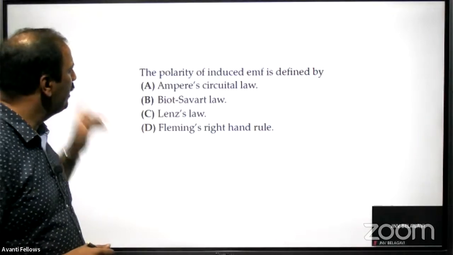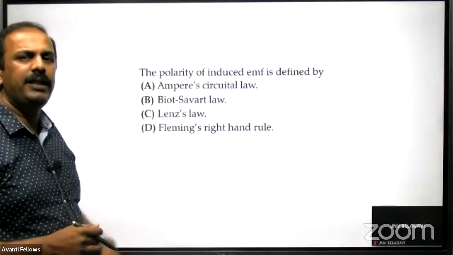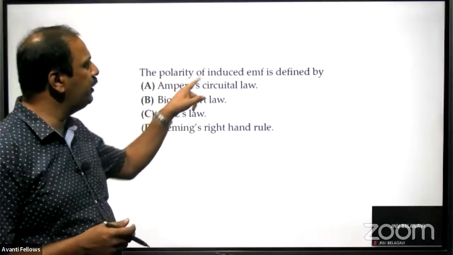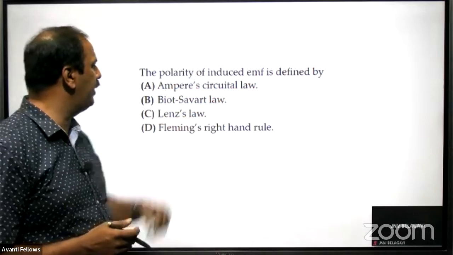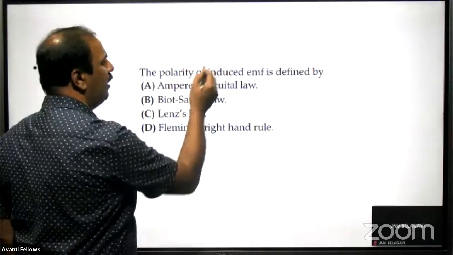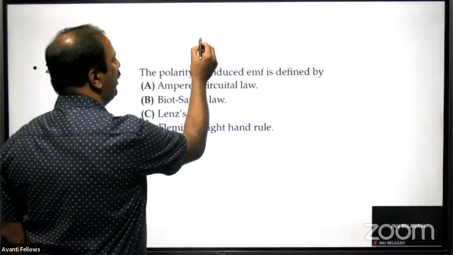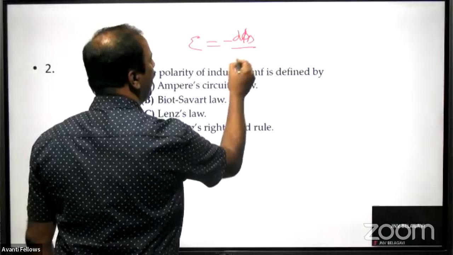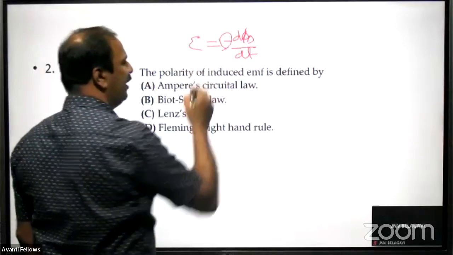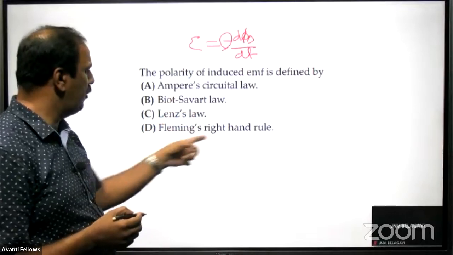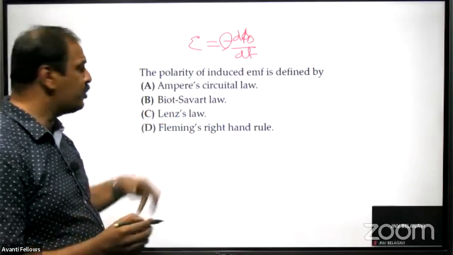This is another question from the same EMI chapter itself. See here, read the question: the polarity of induced EMF is defined by? It is simple. We already did the polarity: EMF is given by minus d phi B by dt. This minus sign polarity is due to which law? Ampere's circuital law, Biot-Savart law, Lenz's law, or Fleming's left-hand rule. We did this chapter today.